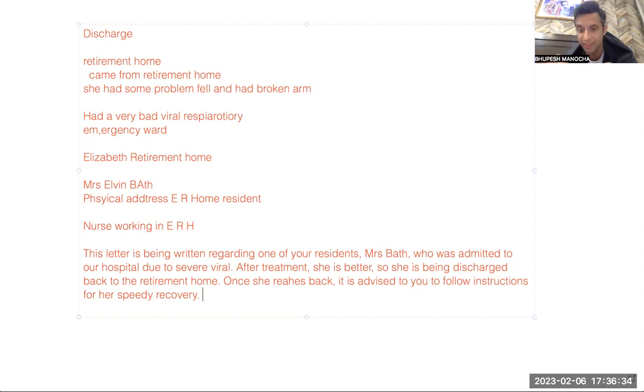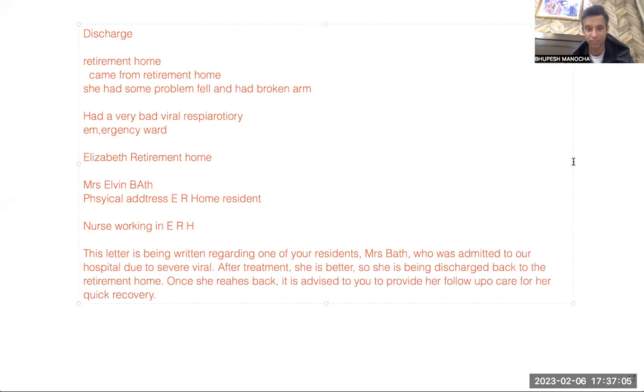Once she reaches back, it is advised to you to follow some instructions for her speedy recovery. Or we can simply say it is advised to you to provide her follow-up care for her quick recovery. I'm not saying exactly mention the same line. Please try to understand. You can write it in a different way, but please try to tell them the message. So these are the discharge back letters. That patient is being discharged back to the same place.